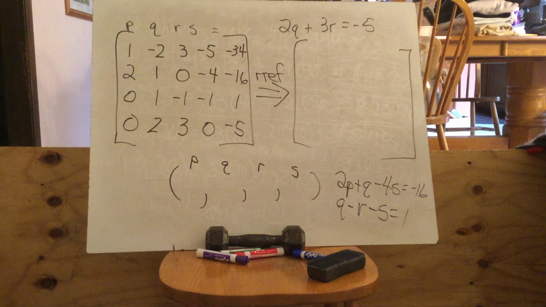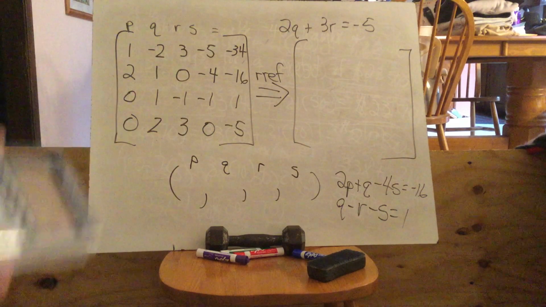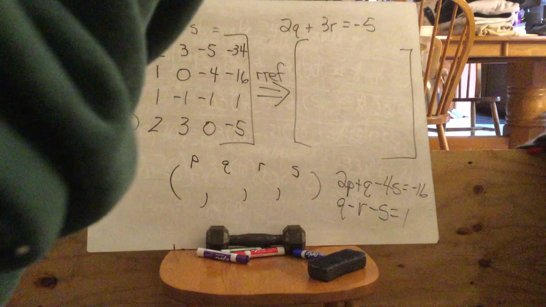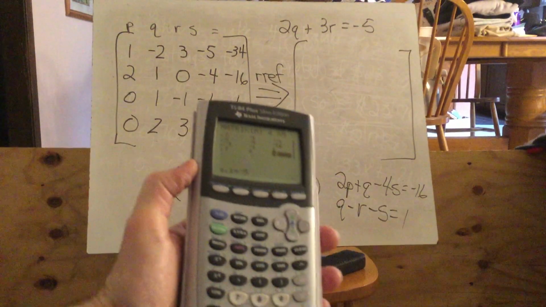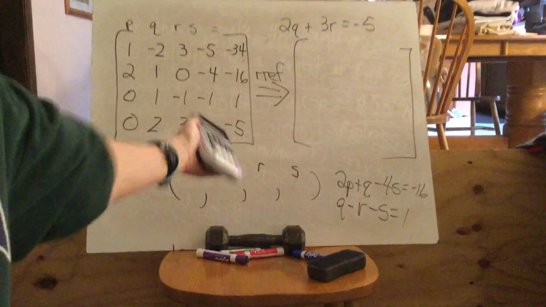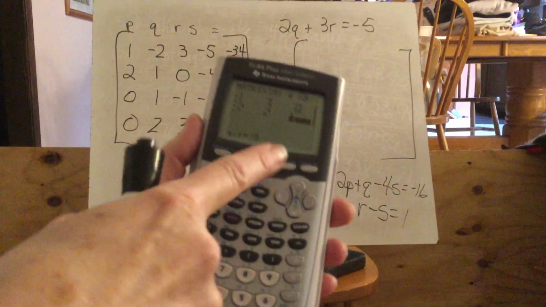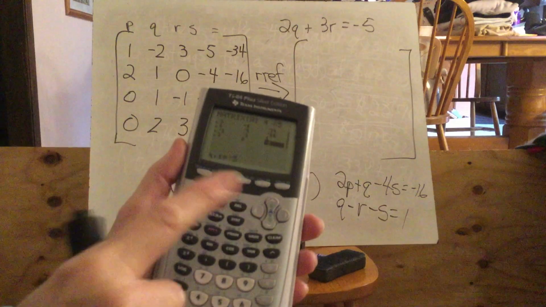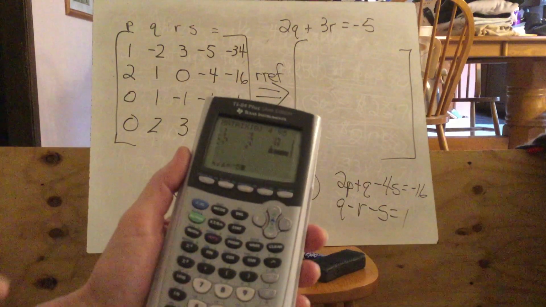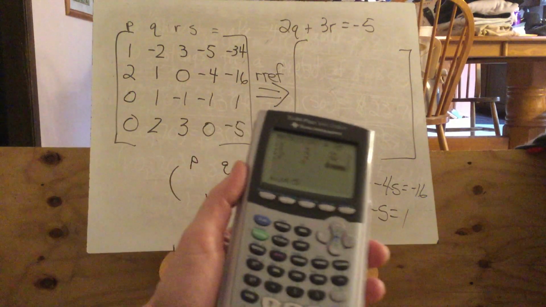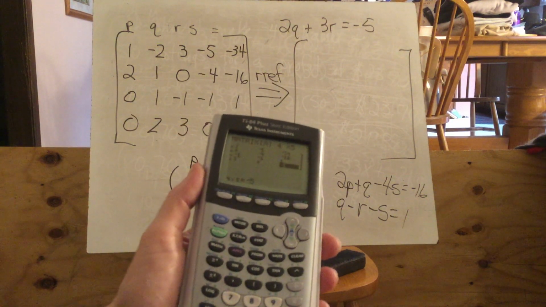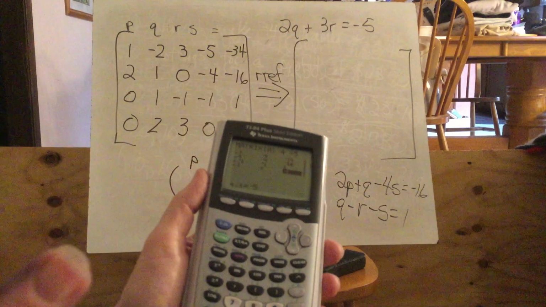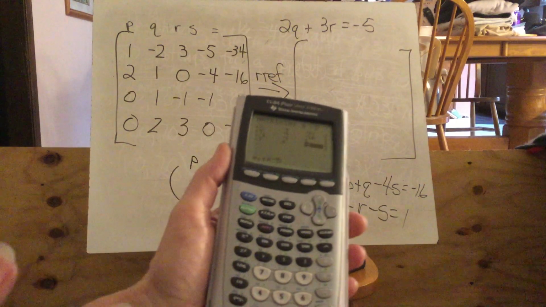Keep typing away. Make sure that you're typing in all of the numbers, even the zeros. You got to type them all in, even the zeros. And when you get the last number put in, that negative 5 right there, you're going to type in your negative 5, and then you're going to press enter. So all the numbers are now in.